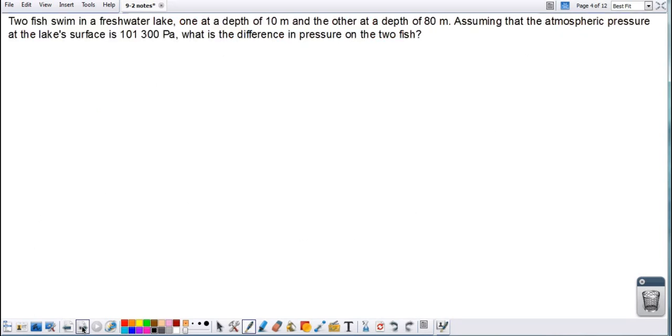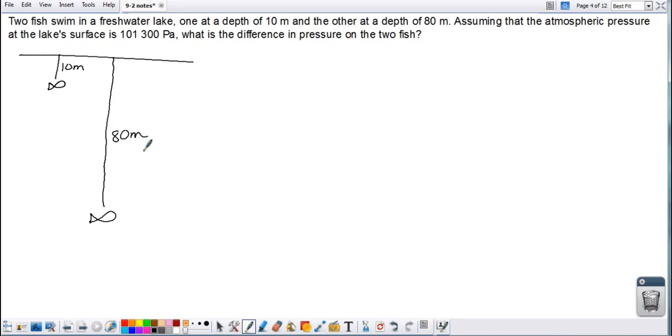Two fish swim in a freshwater lake, one at a depth of 10 meters and the other at a depth of 80 meters. Assuming that the atmospheric pressure at the lake surface is 101,300 pascals, what is the difference in pressure on the two fish? So we've got two fish. Here's my lake. First fish swimming 10 meters below the surface. Second fish, a lot deeper, all the way down here at 80 meters below the surface. So we want to find the difference between the pressure on each of these fish.